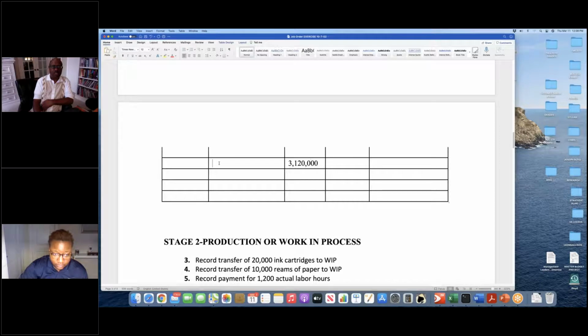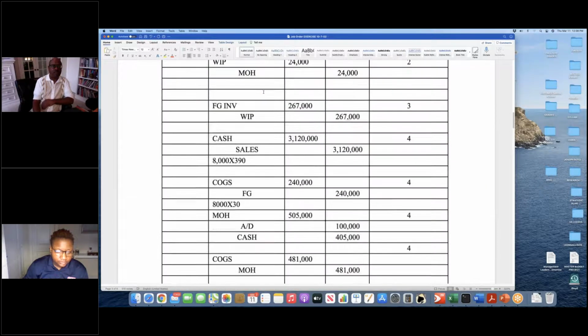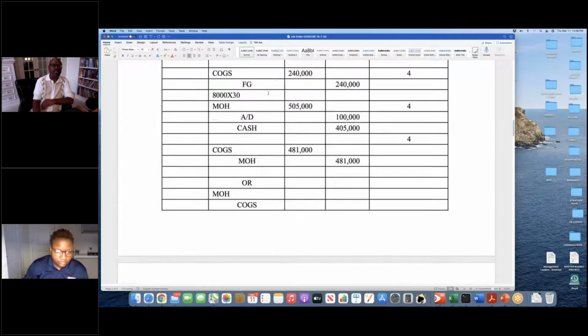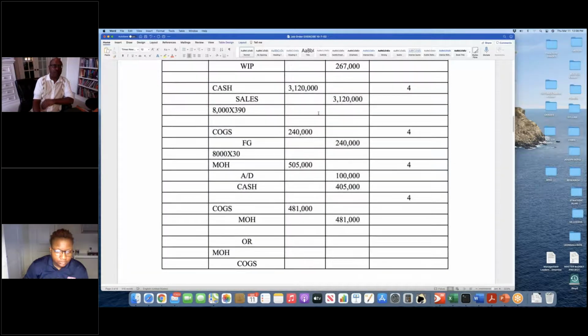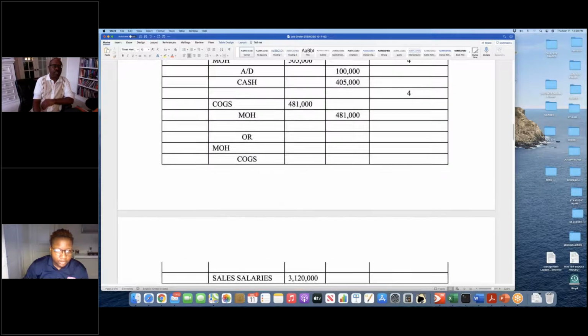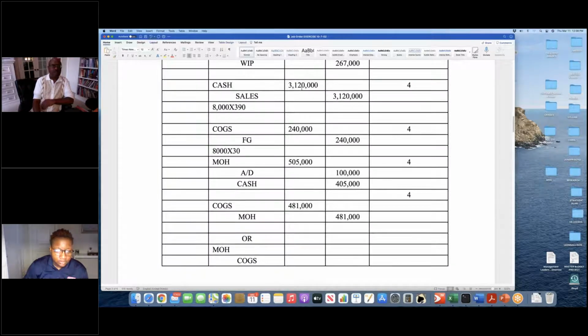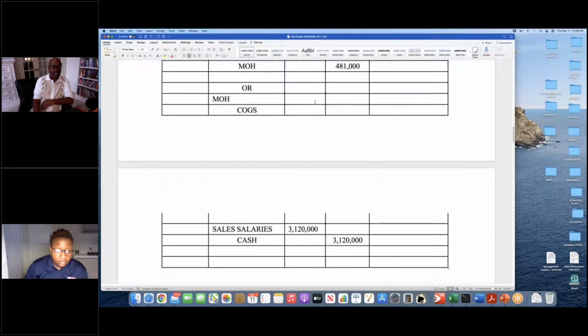Are we debiting sales salaries? Yes. Crediting cash. Cash? 3,120,000? No, it's 780,000 because it's only 25% of the sales. So the sales were 3,120,000. We paid the workers, the salesmen, 25%. So there should have been 780,000.